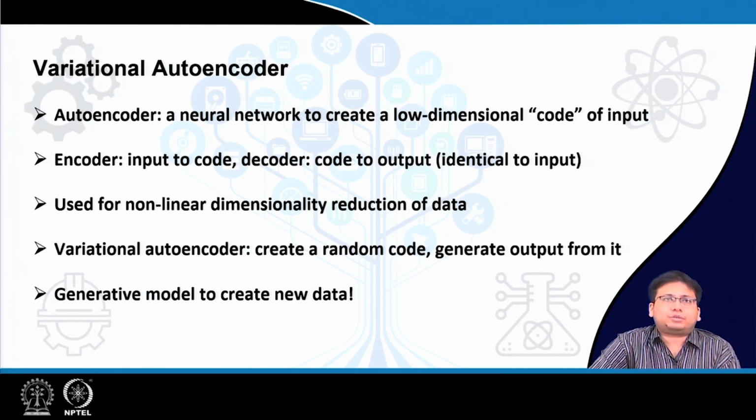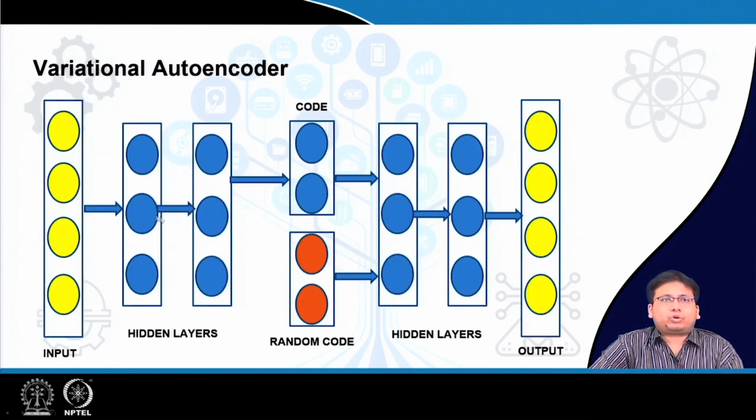Now, there is another interesting generative model called the variational autoencoder. An autoencoder is a neural network to create a low dimensional code of the input. Let us say the input might be a high dimensional vector or matrix. Now, we often try to reduce its dimensionality by algorithms such as PCA, but that is a linear dimensionality reduction. That is, the new dimensions created by PCA are linear combinations of the existing dimensions. But if you want a non-linear combination, then one way to go about it is the autoencoder.